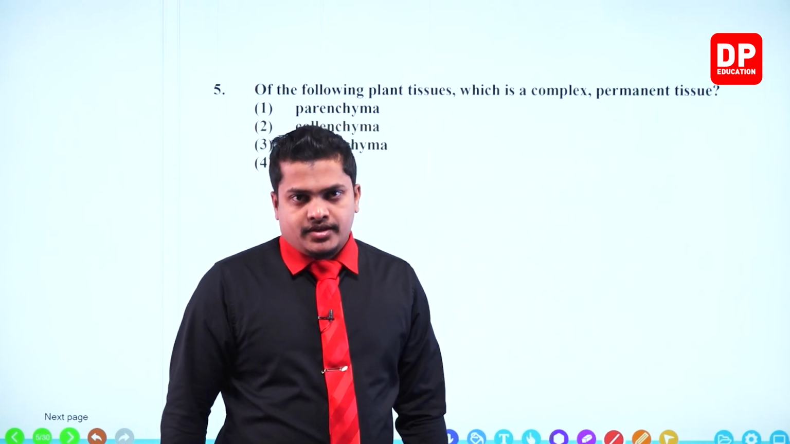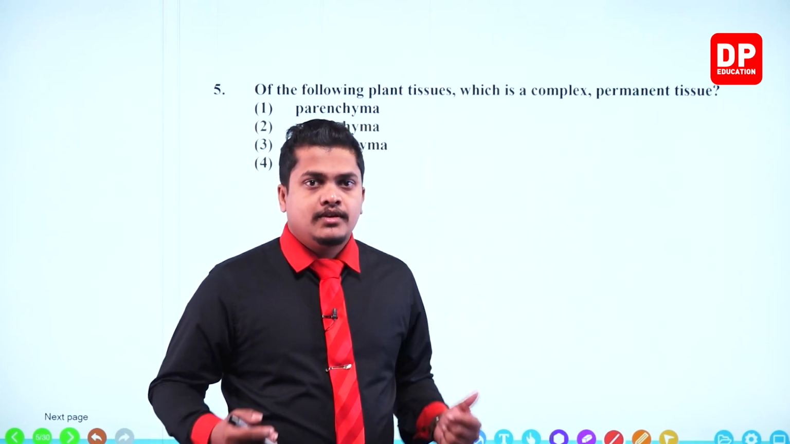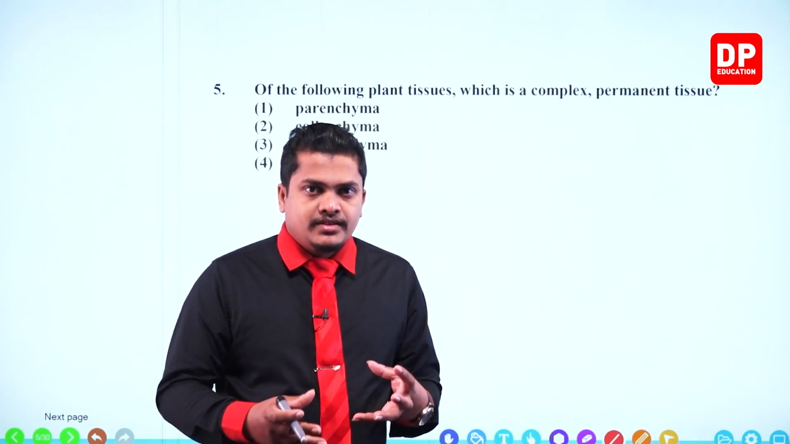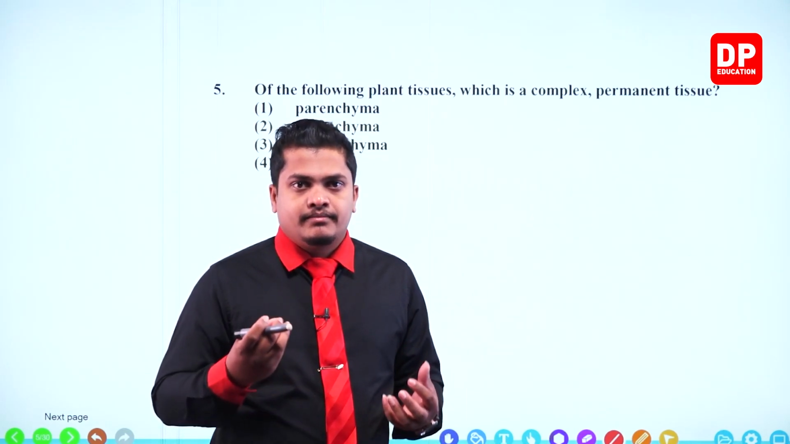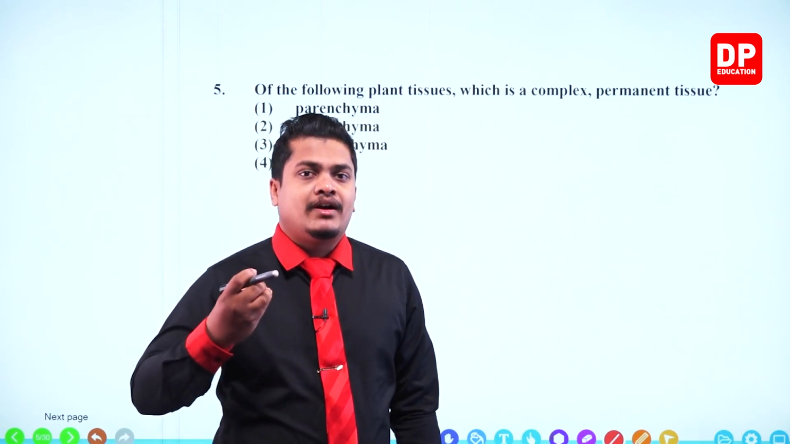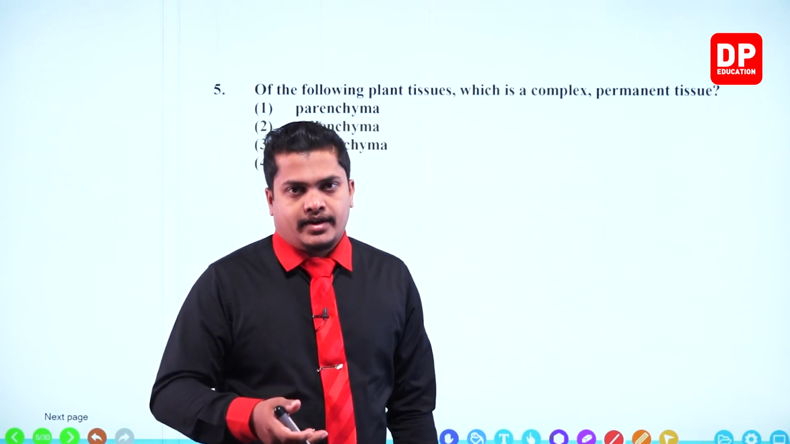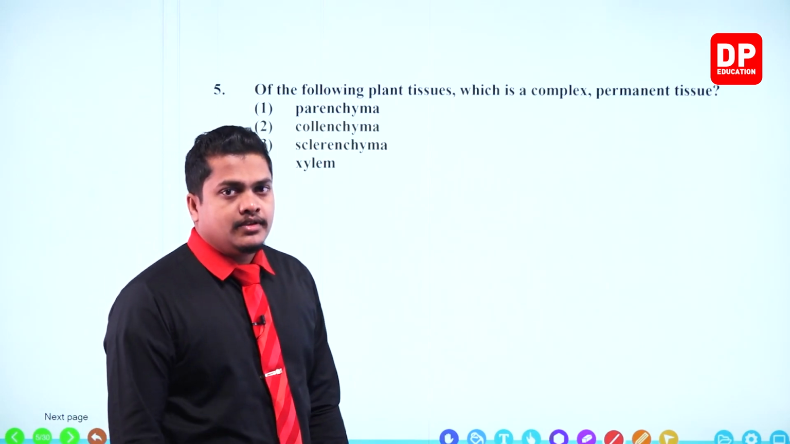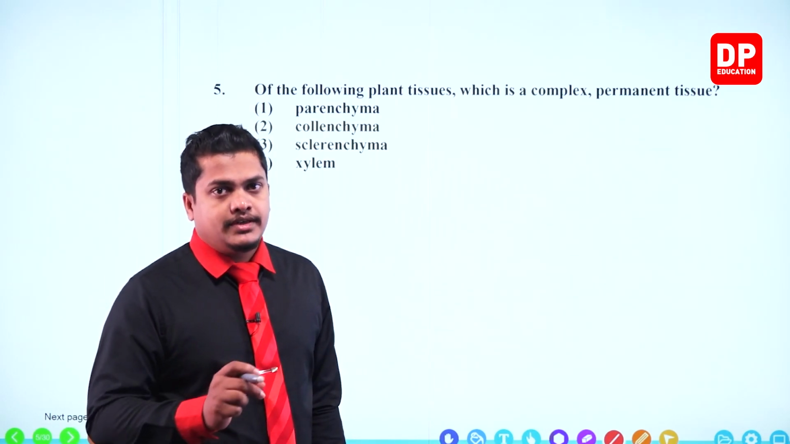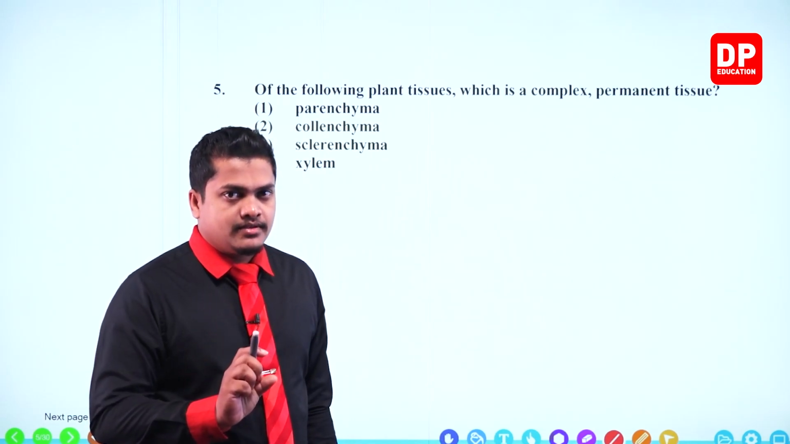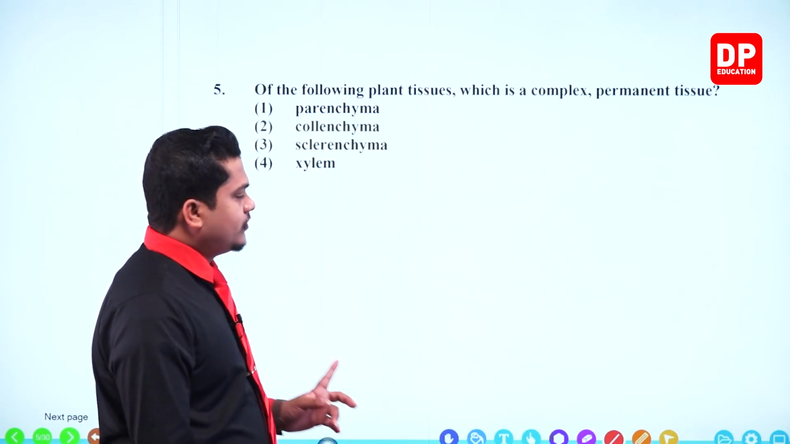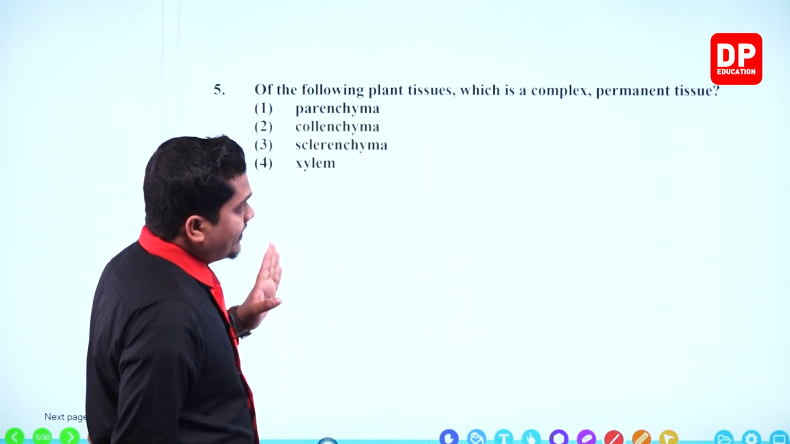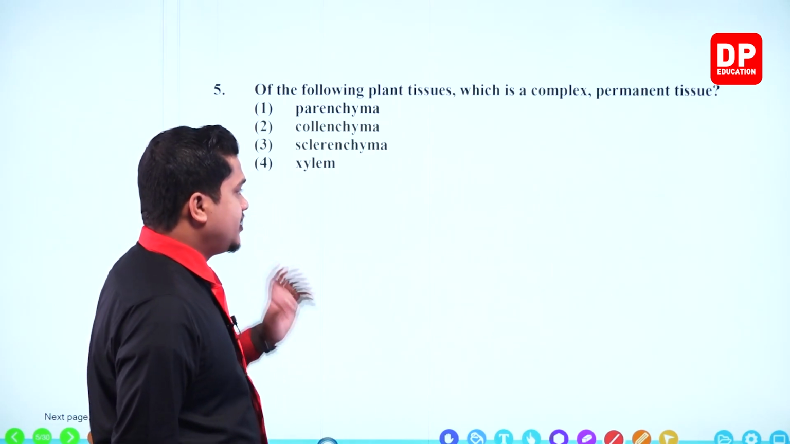Next one, collenchyma, same thing. Collenchyma is also a simple permanent tissue type, which means collenchyma tissue is created by using collenchyma cells. So it's incorrect. Number 3, sclerenchyma, the same thing. Sclerenchyma tissue also contains sclerenchyma cells, so it's incorrect. The 4th one given is xylem. So you need to select the complex permanent tissue.